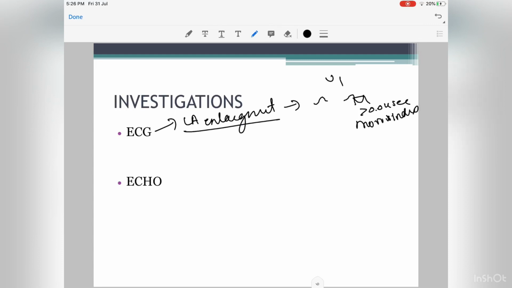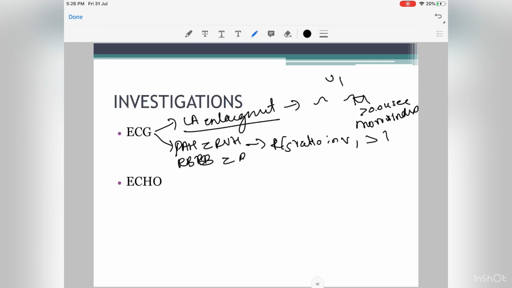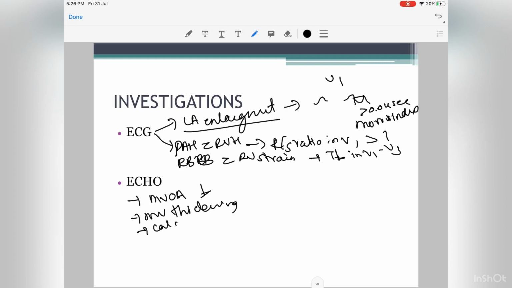Other features that can be seen are due to pulmonary arterial hypertension with RVH. So the sign of RVH is R by S ratio in V1 greater than 1. Along with this, there can be a right bundle branch pattern with RV strain. RV strain is T inversion in V1 to V3. On echo, you can find that mitral valve area is reduced, mitral valve thickening is present with calcification if present. Along with this, you can see that pulmonary arterial pressures are elevated.